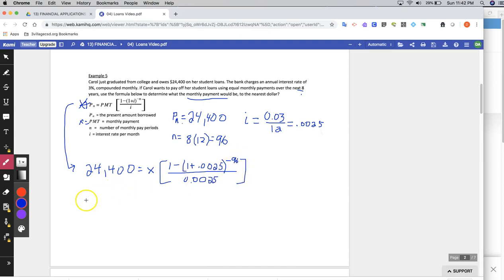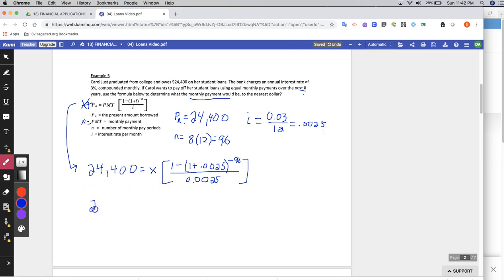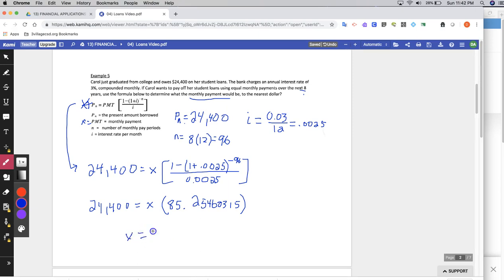So now we have our formula set up, and if we just calculate what is in that bracket there, it should be 85.25460315. And then to solve for the monthly payment, we just divide both sides by that 85.25460315, and we get that x is equal to $286. And we were told to round to the nearest dollar, so $286 is our answer to this problem.